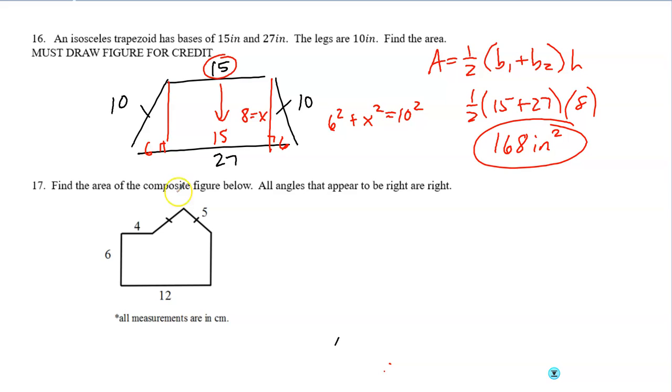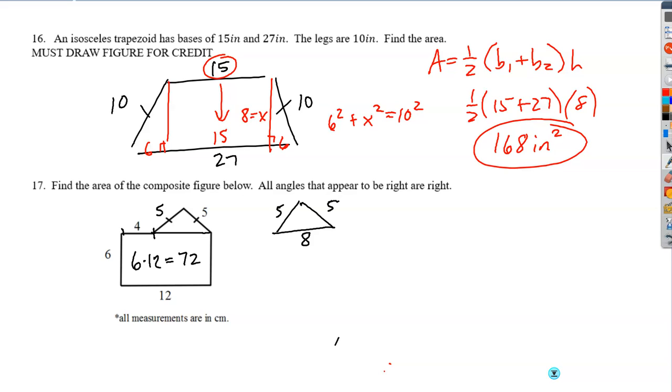Last one. This is a composite figure. So the first thing I would do is make it into 2 manageable shapes. So I'm going to use that rectangle, which is a 6 by 12. So that part's 72. And then this guy, I know these sides are both 5, but this is the side I need. And it's not 12 because the whole thing's 12. If this is 4, then you can do 12 minus 4. That would make that part 8.